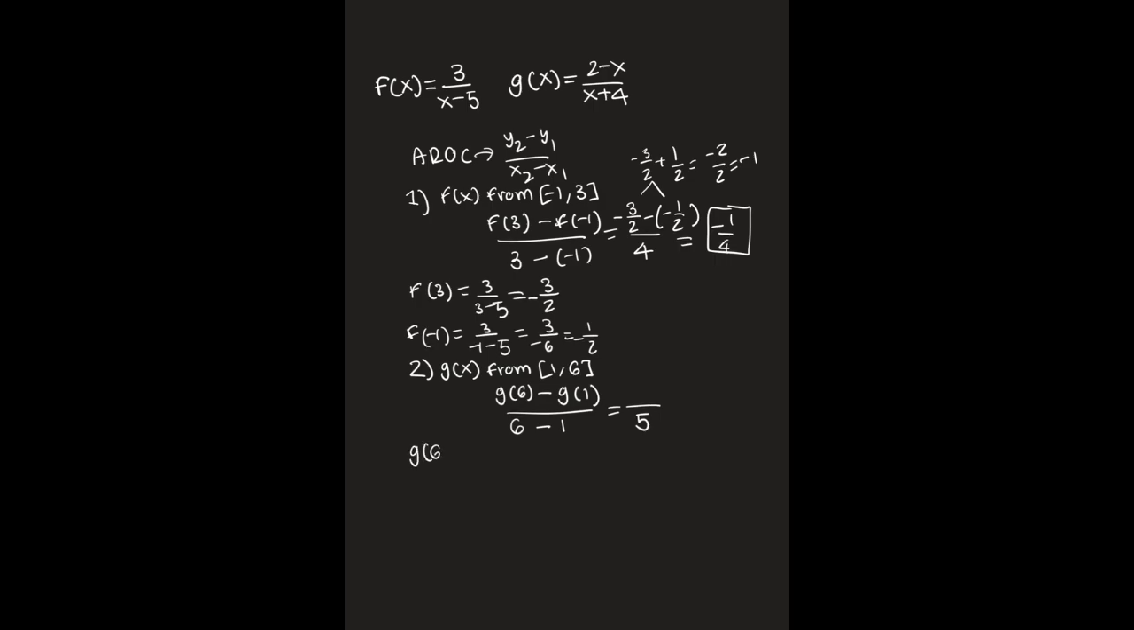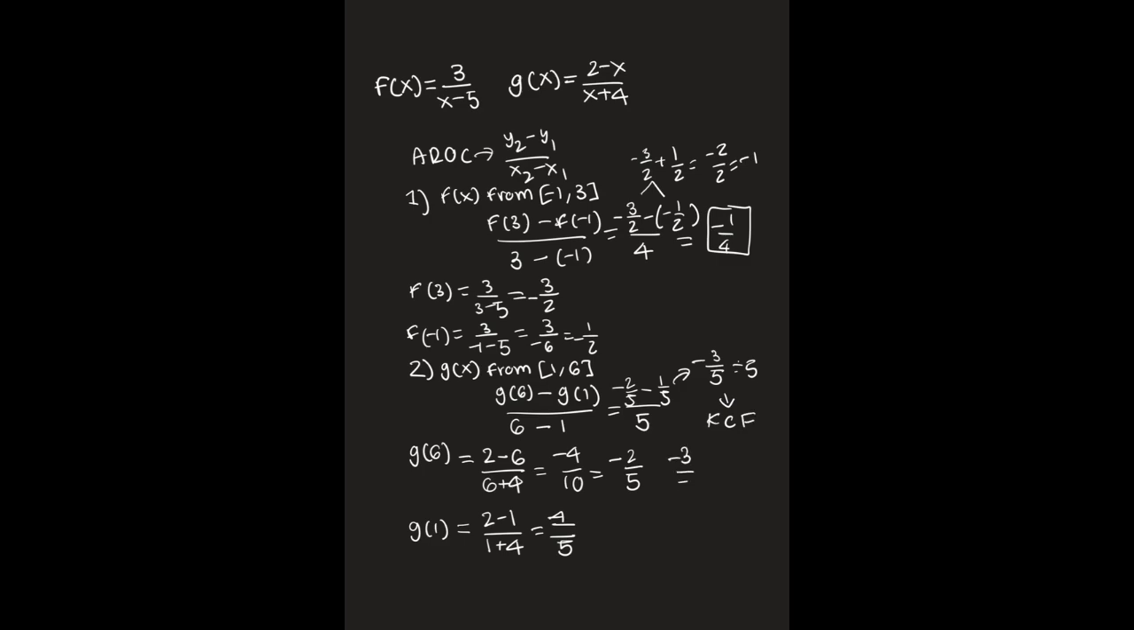Now we just need to find g of 6 and g of 1. g of 6 is going to be 2 minus 6 over 6 plus 4. This is negative 4 over 10, making this negative 2 over 5. And now solving for g of 1, which is going to be 2 minus 1 over 1 plus 4. This is going to look like 1 over 5. So now the numerator is going to be negative 2 over 5 minus 1/5. And the numerator is now going to be negative 3 over 5 divided by 5. So now we have to use keep, change, flip. This is going to be negative 3 over 5 times 1/5 equals negative 3 over 25.